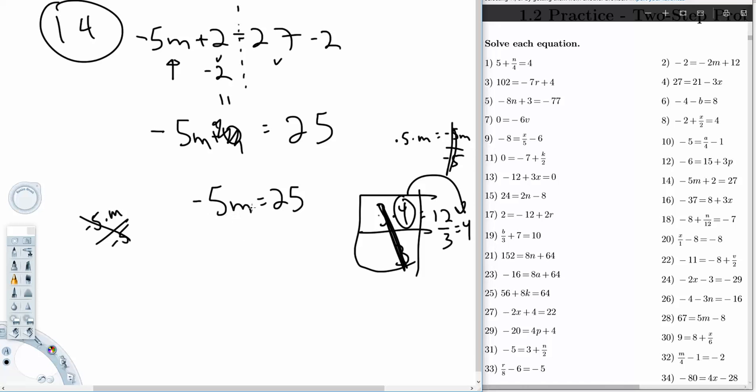So here we are, minus 5m equals 25. Minus 5 times m divided by minus 5. 25 divided by minus 5. Remember, what you do on one side, you do on the other. So the minus 5 cancels out. That gives you m. 25 divided by minus 5 equals minus 5. And that is the right answer.